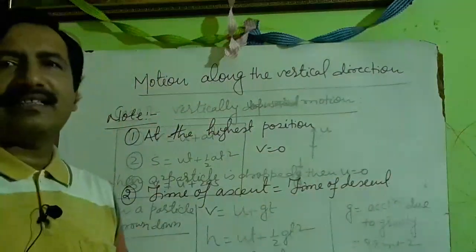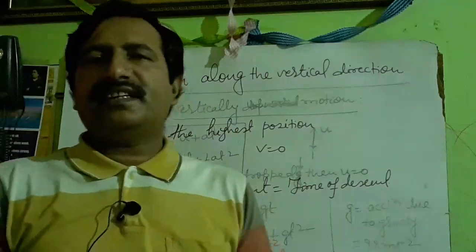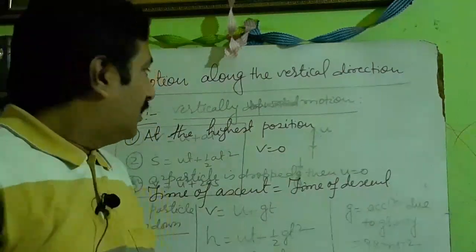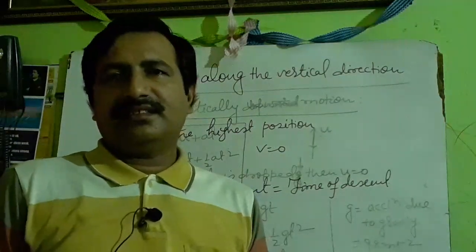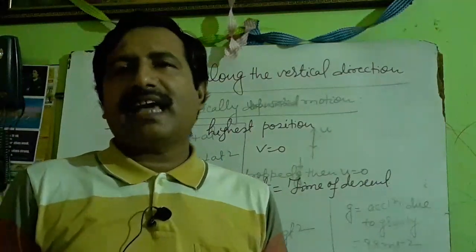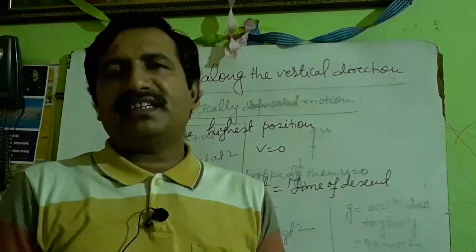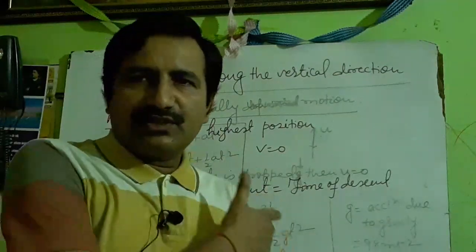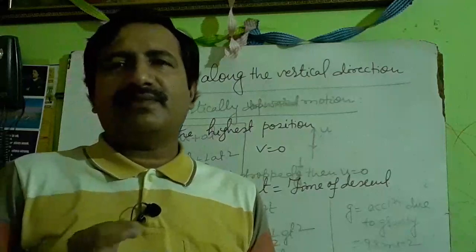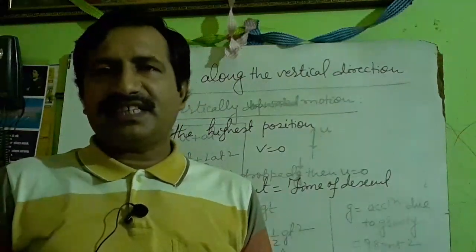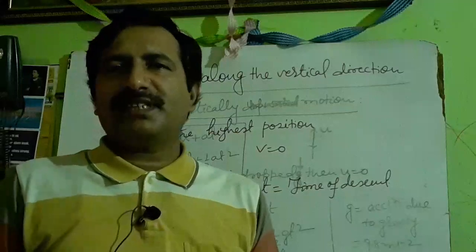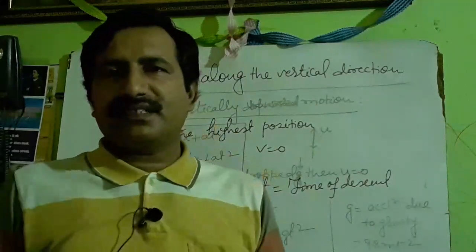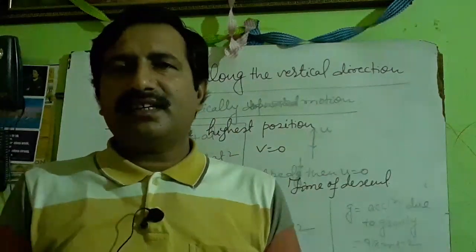So all these are the things related to motion of a particle along the vertical direction. With this, one-dimensional motion is complete now. This topic will also be repeated whenever you start learning gravitation, because acceleration due to gravity is a concept related to gravitation. So this will again be repeated.